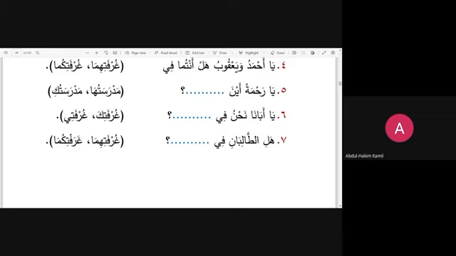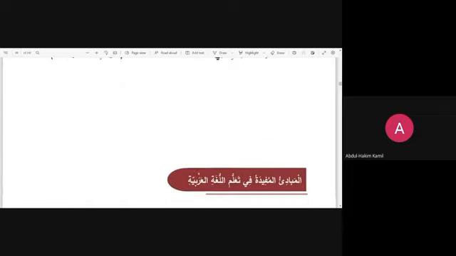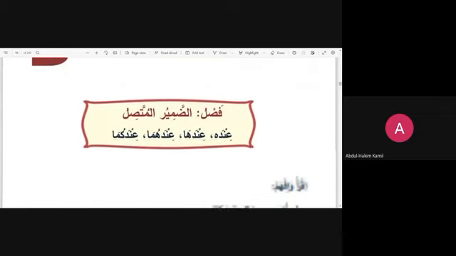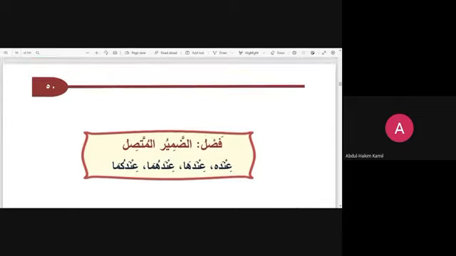With that in mind, we're going to move on. Hopefully, that which we covered is understood. We're on page number 50, alhamdulillah. Chapter: attached pronouns. We're going back to this word.